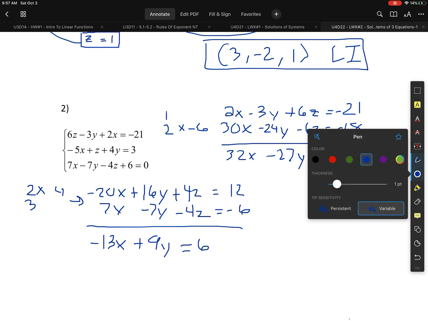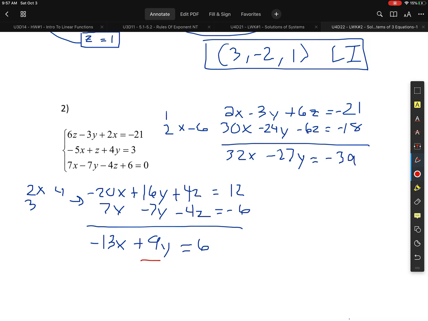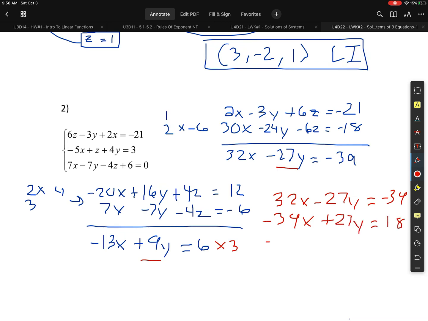Alright. Time to eliminate our variable. I see it right there. 9y, negative 27y. Multiply this equation by 3. 32x minus 27y equals negative 39 over negative 13x. Nope, forgot to multiply by 3. Negative 39x plus 27y equals 18.